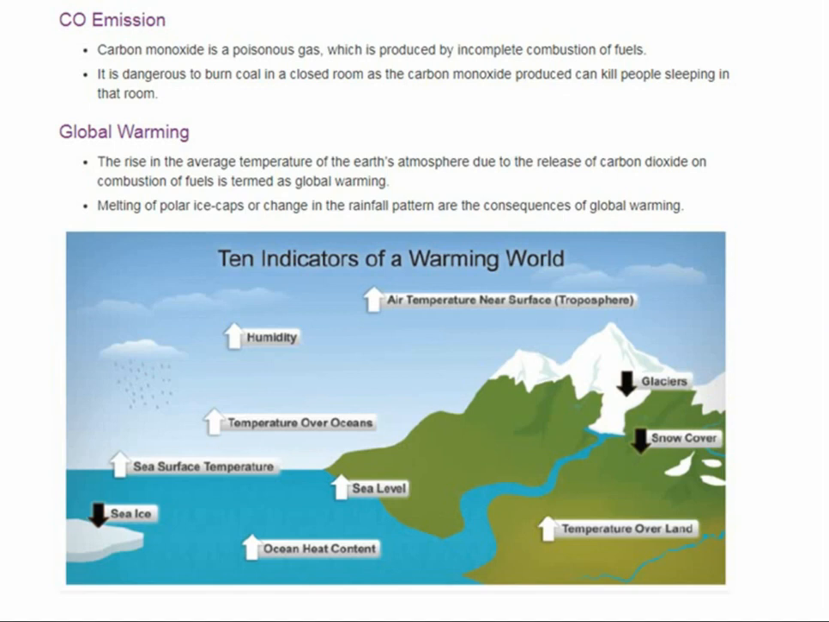The temperature over oceans is also increasing, and the humidity due to this is also increasing. And the most important, the troposphere, which is near the Earth's surface, is also warming at a very high rate. So we must prevent these situations and help our surroundings to prevent these threats.